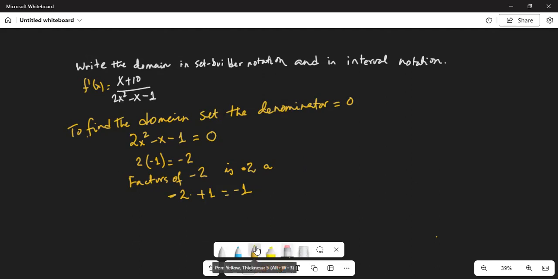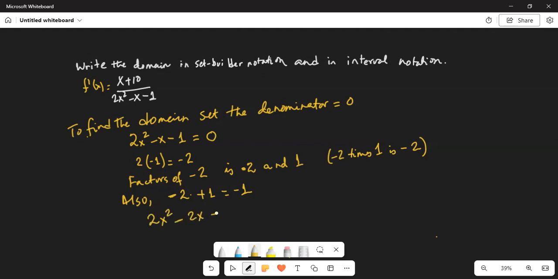So factors of minus 2 are minus 2 and 1. Why? Because minus 2 times 1 is minus 2. Also, minus 2 plus 1 is equal to minus 1. Hence, we can write the x in the center as minus 2x plus 1x, which we write as x minus 1 equal to 0. Minus 2x plus x is minus x.